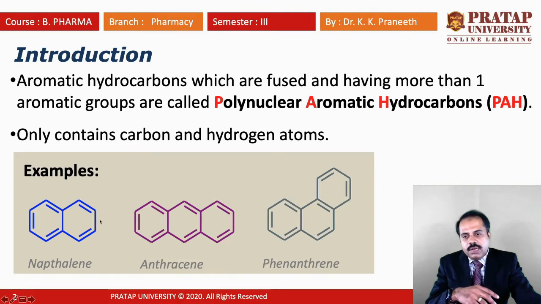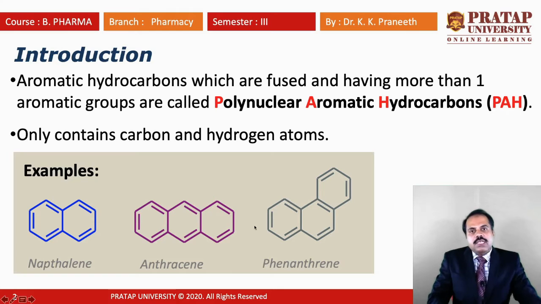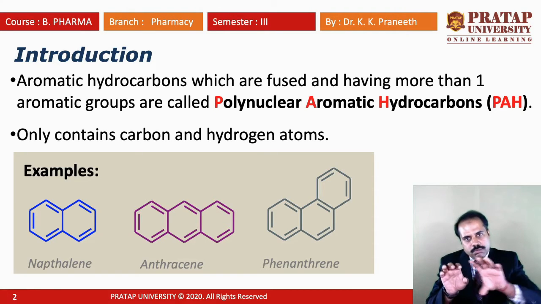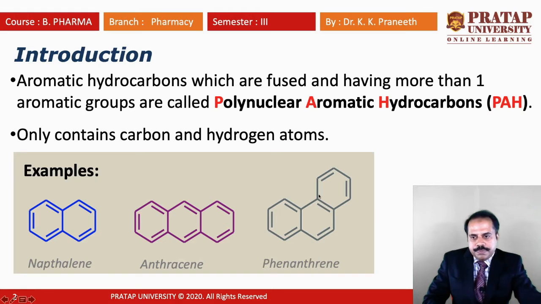Another example is anthracene. Anthracene has 3 aromatic groups attached, fused, right? Fused meaning they are attached here in this section. So it has 3 aromatic groups, 3 benzene rings. This is anthracene, and similarly, phenanthrene also has 3 aromatic rings. But the only difference is that anthracene is a linear structure and phenanthrene is angular, meaning it is not linear.